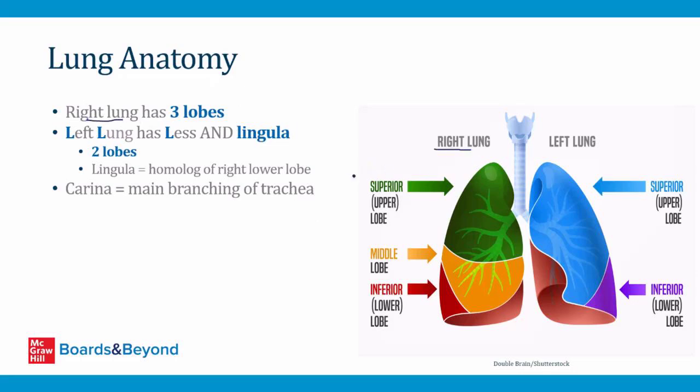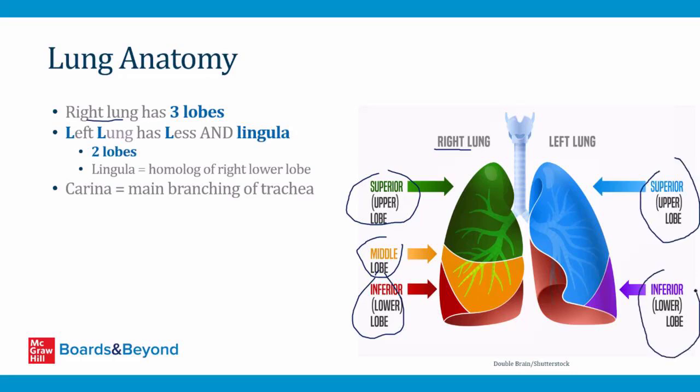The right lung, shown here, has an upper or superior lobe, and then it has a middle lobe, and then it has an inferior lobe. On the left side, because of the heart, there is no middle lobe. Instead, you simply have 2 lobes, a superior or upper lobe and an inferior or lower lobe.